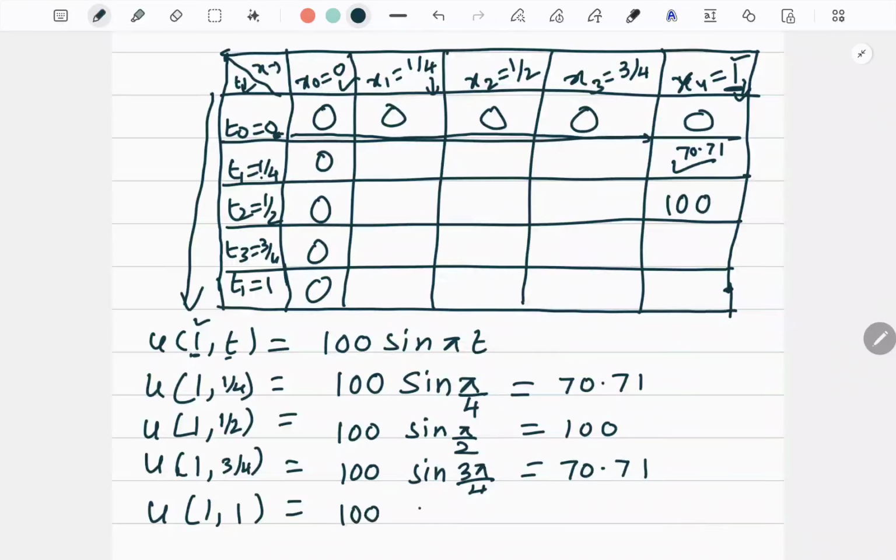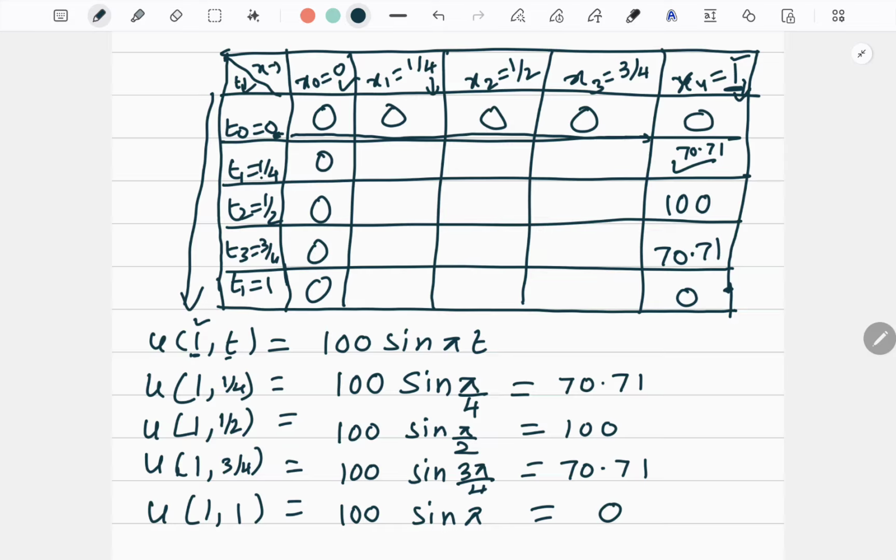Then 100 sin(π). Sin π we all know is 0, so this will become 0. So this is 70.71 and this is 0. So my framework is ready. First column, last column, first row. In all the previous questions, first column and last column were 0 and the first row I was filling. In this particular question, it is different. First row, first column they gave 0 and the last column I have filled by using the given formula.